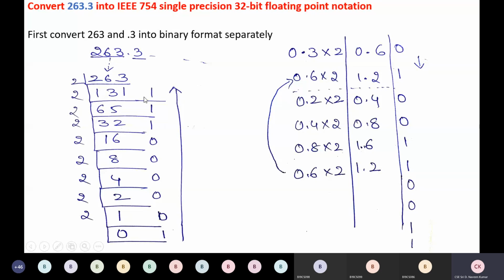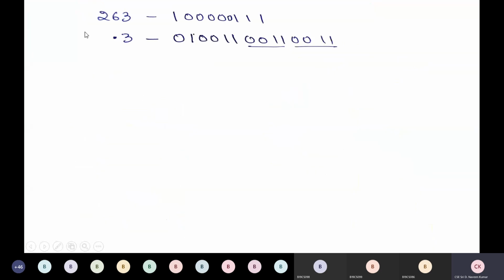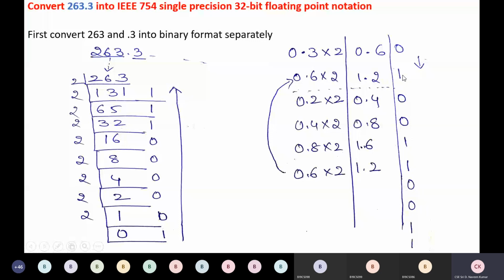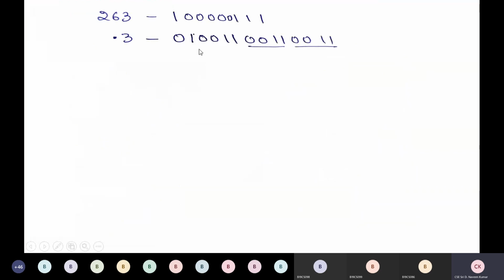So when we take 0.3 from top to bottom, I kept the arrow here: 0 1 0 0 1 1 0 0 1 1 and so on. It repeats and goes on because the steps repeat again and again. Similarly for 263 we did the division and got this binary format. So we are done with the binary format conversion.